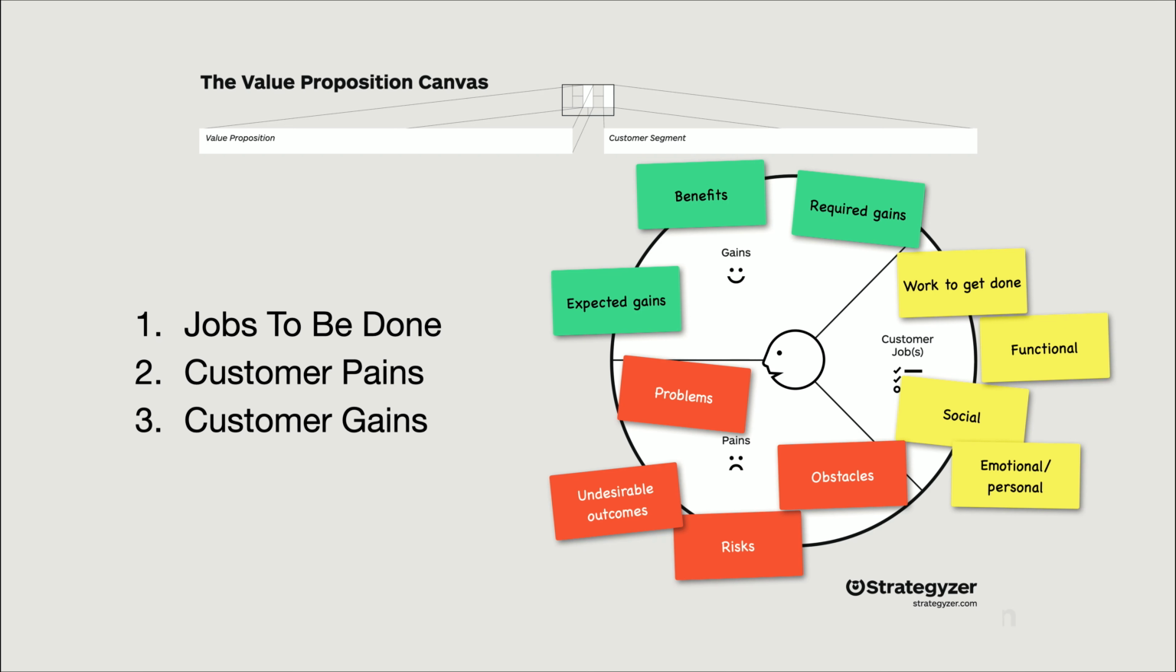And those benefits and those gains are sometimes expected. This is what we want to achieve. This is the person that we want to be, or the things that we want to have. Sometimes they're required gains. We have to have them. If we don't have them, then the whole solution falls apart. That's a real red flag in terms of new product ideas, because if you're not hitting those required gains, there's a good chance that you're not going to be able to sell lots of your product, for example.